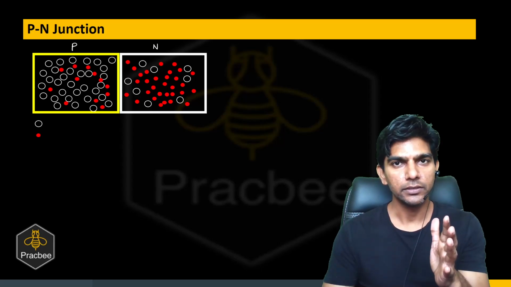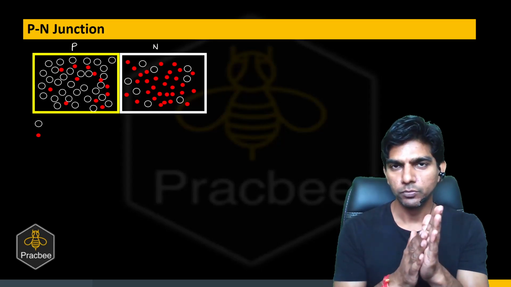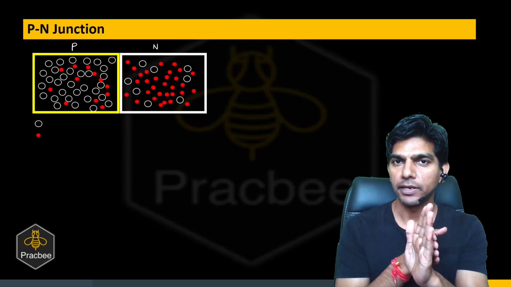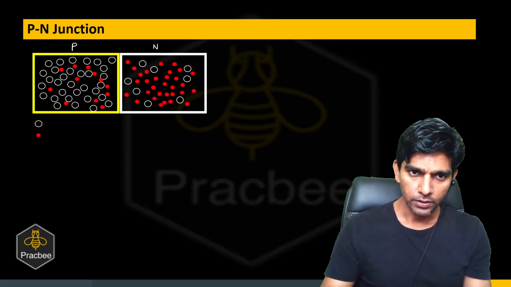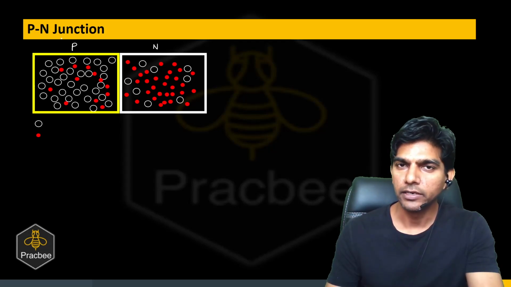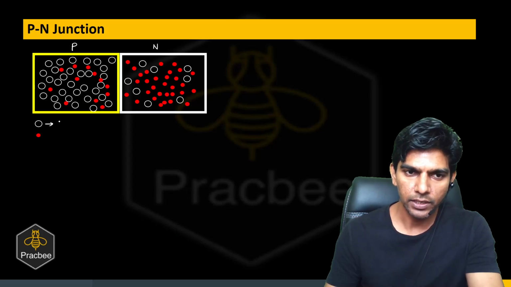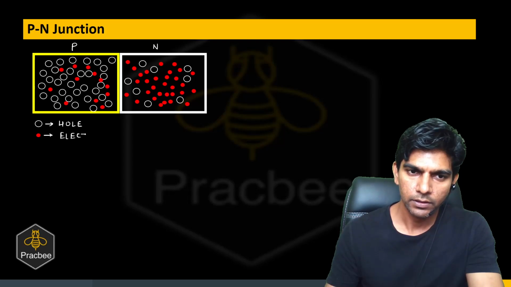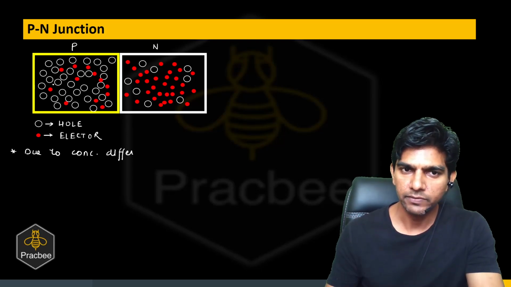And how can we form that? We will take a pure semiconductor, and on one side we'll dope this with a pentavalent, and on the other side we'll dope this with a trivalent. So we'll get a p-n junction. So what is happening here? Can you see there is a concentration difference? On the left side at the p-type semiconductor, the holes are the majority carrier. So these circles are holes, and these red circles are electrons. So due to this concentration difference, on the left side we have a large number of holes, on the right side we have a large number of electrons.